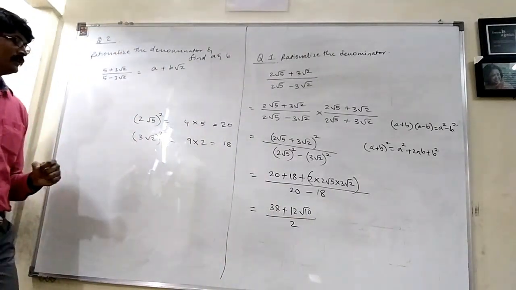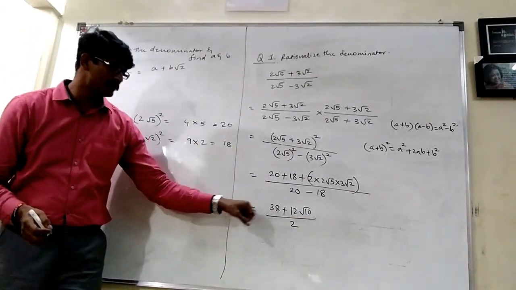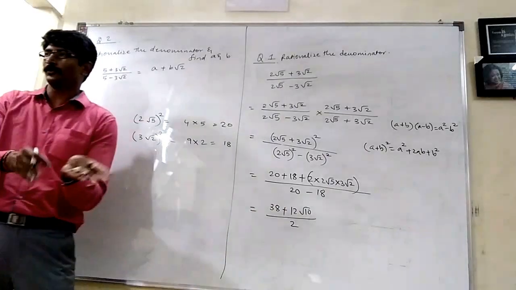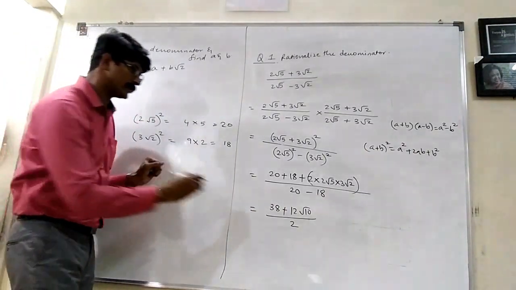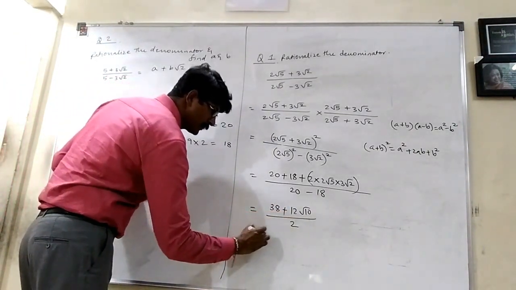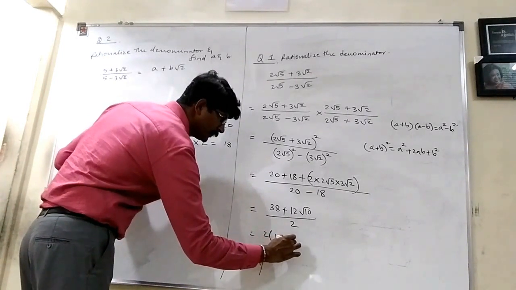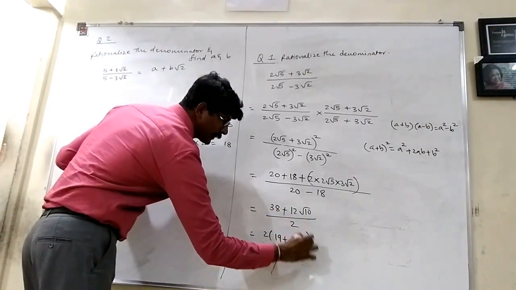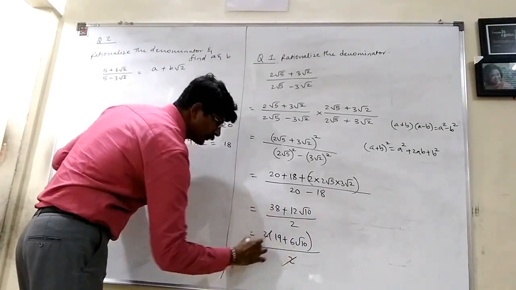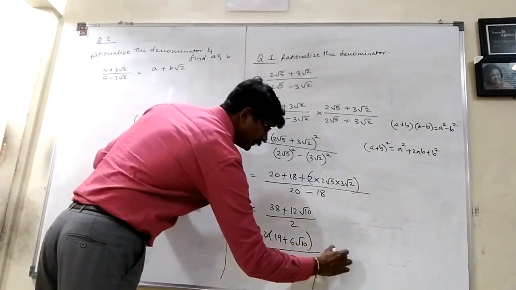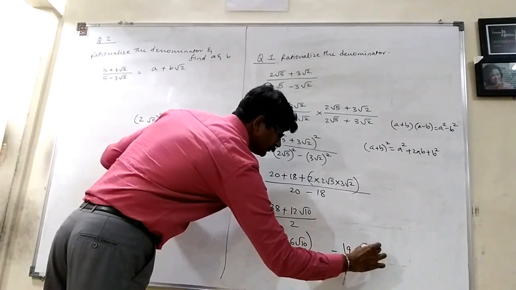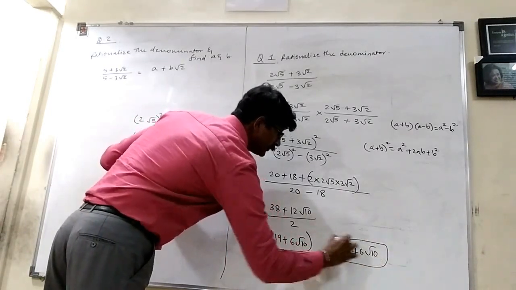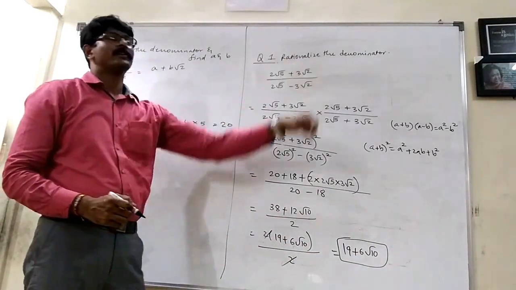And now it's simple, you can't cancel just this 2 with this 38 or 2 with this 12. What you have to do is take 2 common outside, because 38 and 12 are both divisible by 2, so it will become 19 plus 6 root 10 upon 2. So this 2 and 2 will get cancelled. So the final answer is what? 19 plus 6 root 10, and that is your rationalized denominator.